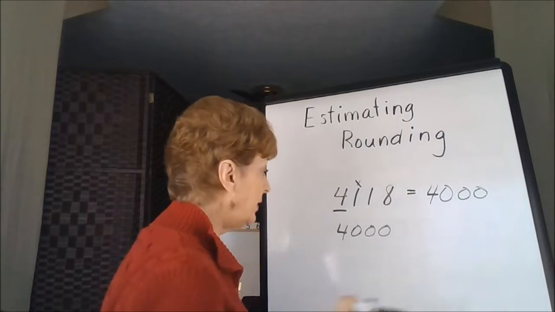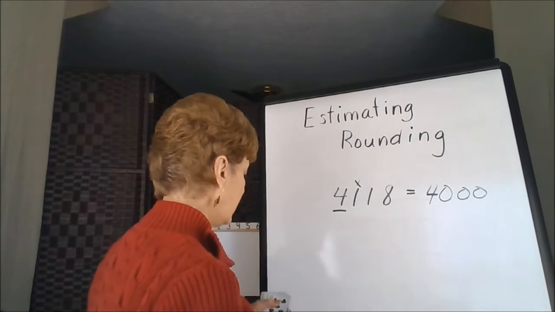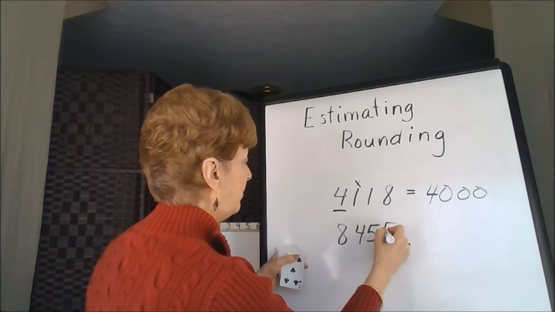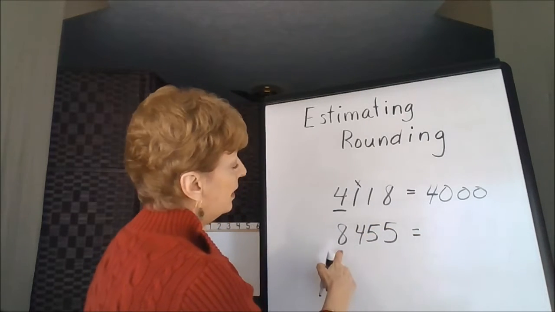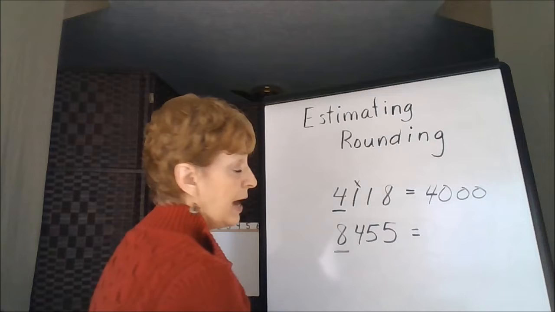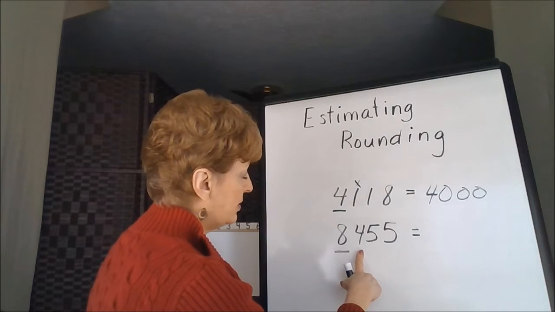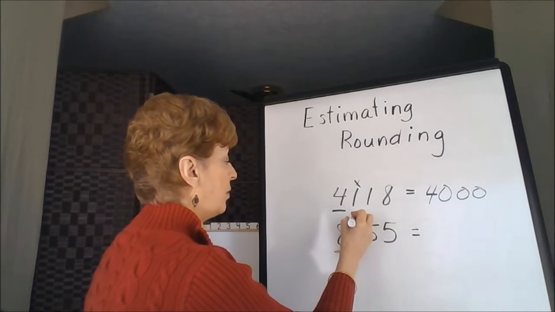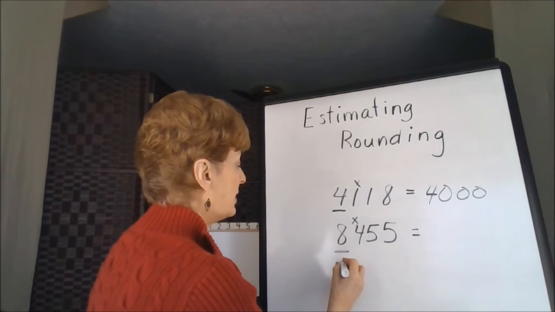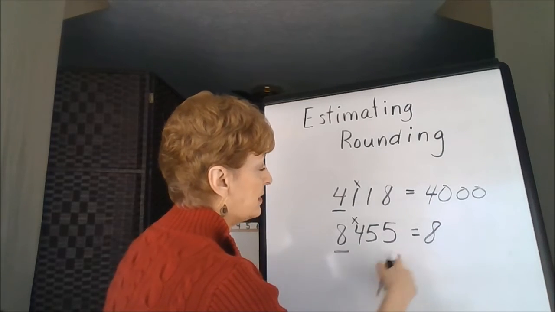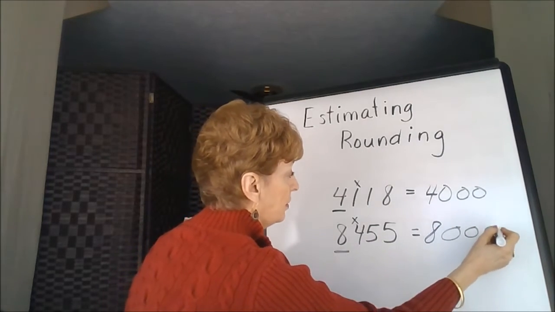And if we had the next number, 8, 4, 5, and 5, and we were going to round to the nearest 1,000, we would look at the number right next door, 4. That is a wimpy number. So this is going to keep our 8, and all of the rest of the numbers will change to 0.